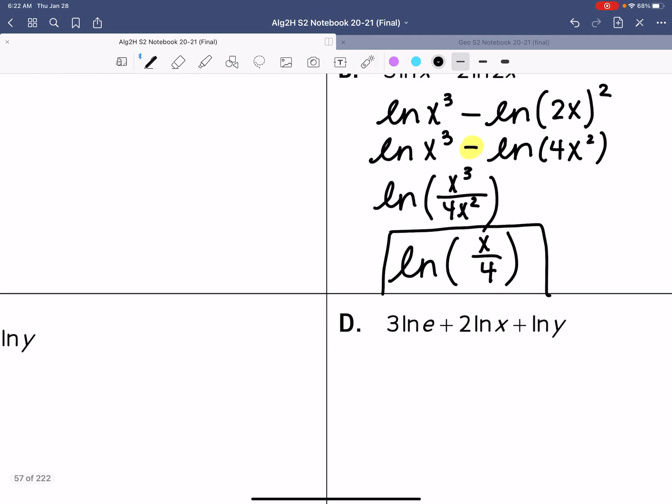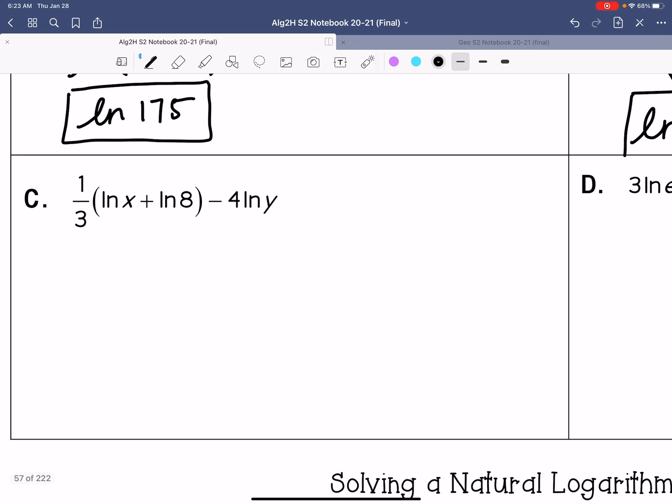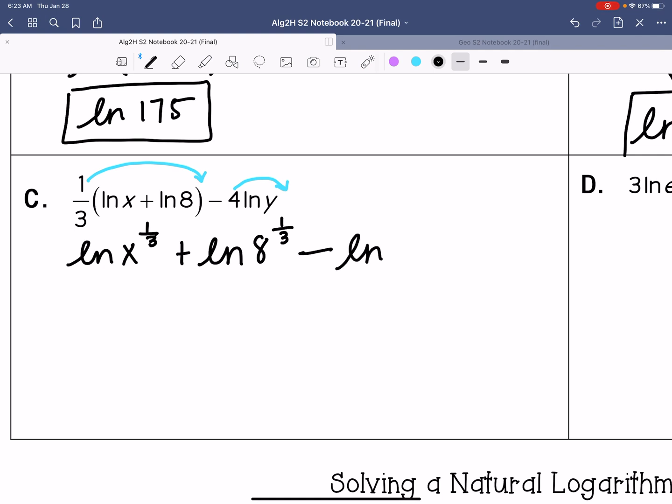All right, let's go ahead, try C. So again, step 1, move our exponents back. So we're going to move this back, and we're going to move that back. So we're going to have natural log. So this 1/3 is going to be applied to everything inside that parentheses. So we're going to have natural log of x to the 1/3 power plus natural log of 8 to the 1/3 power minus my natural log of y to the 4th power.